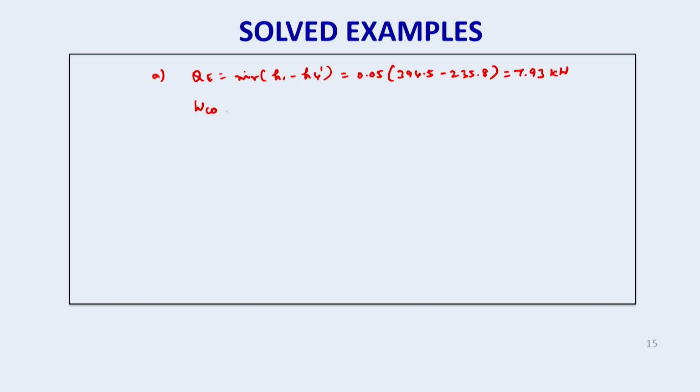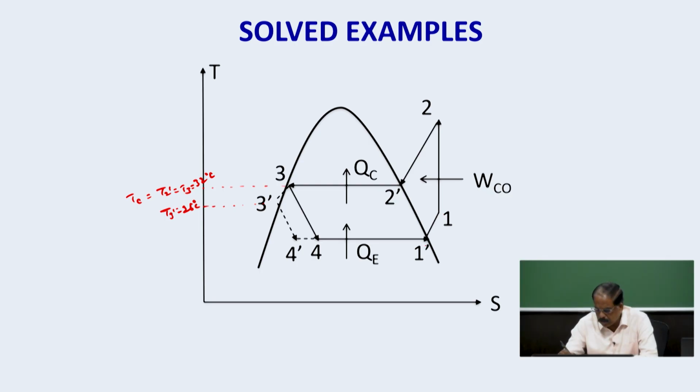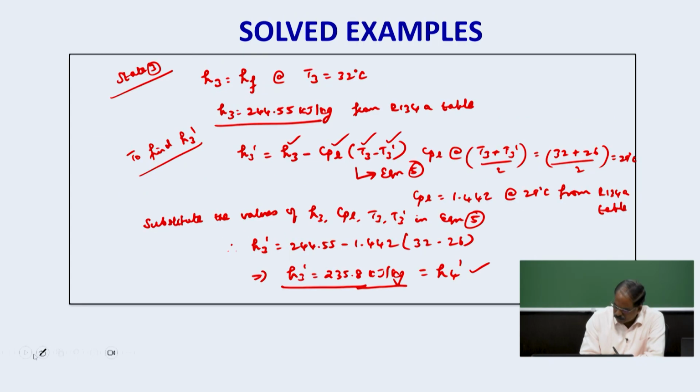Work of compression is equal to m dot r into H2 minus H1. If you go to the TS diagram, this is the compression process. The refrigerant is compressed from state point 1 to state point 2. It is not from state point 1 dash, it is from 1 to 2. This is superheating, which is given in the problem. The superheating temperature T1 is given as minus 10 degree centigrade.